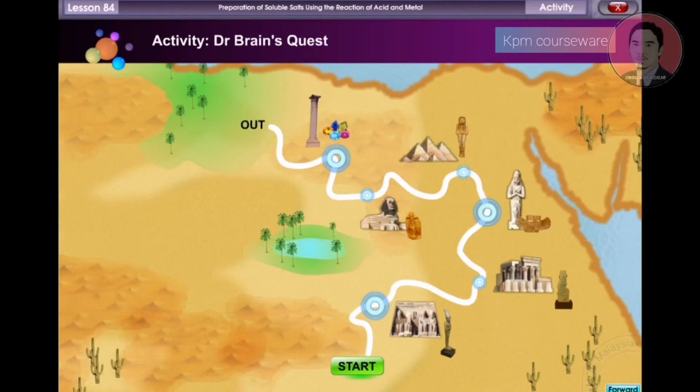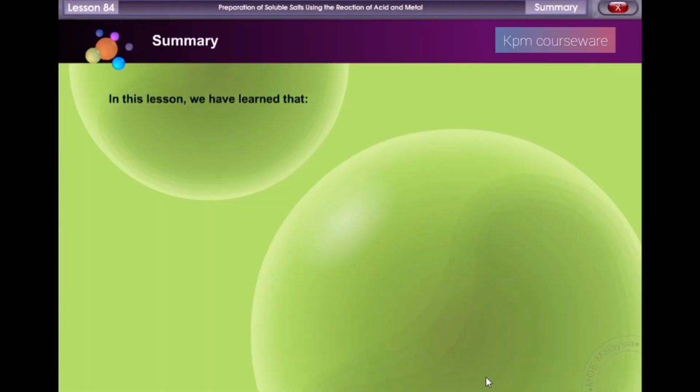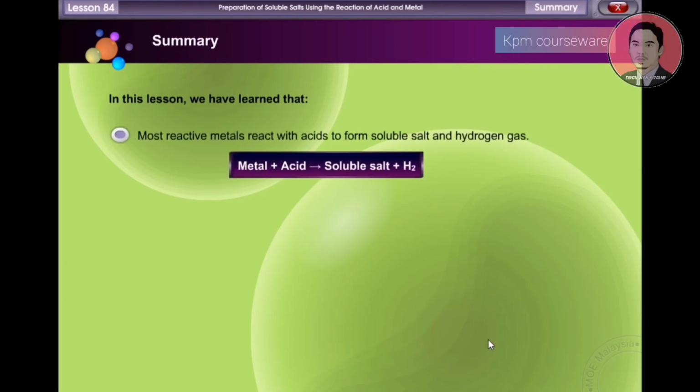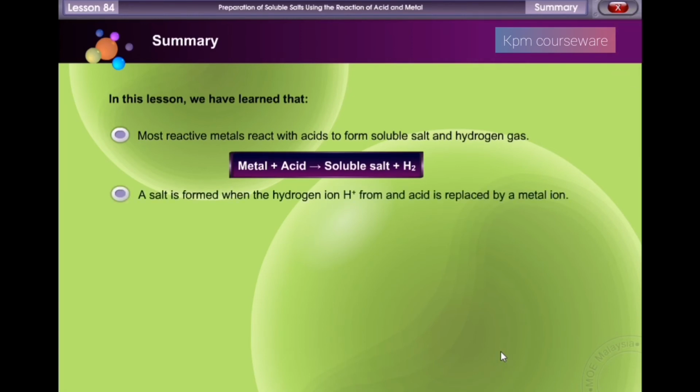We're now in the land of the long, long lost Egypt. In this lesson, we have learned that most reactive metals react with acids to form soluble salts and hydrogen gas. A salt is formed when the hydrogen ion from an acid is replaced by a metal ion.